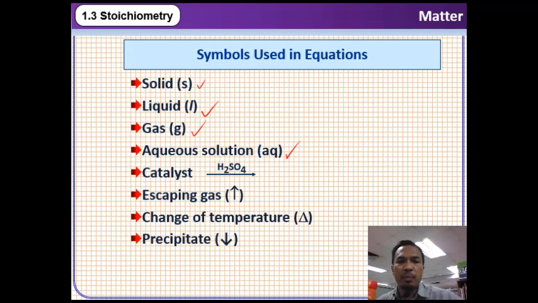For a catalyst, normally we put the catalyst at the top of the arrow. For species that are produced as gas, we use an arrow upward. For a reaction that needs temperature or needs to be heated, we use the triangle symbol here. And for precipitation, if the reaction produces a precipitate, we use an arrow downward. These are some important symbols that we normally use in a chemical equation.